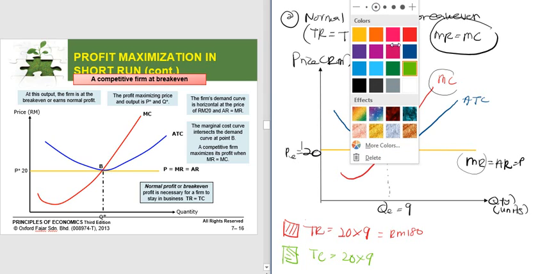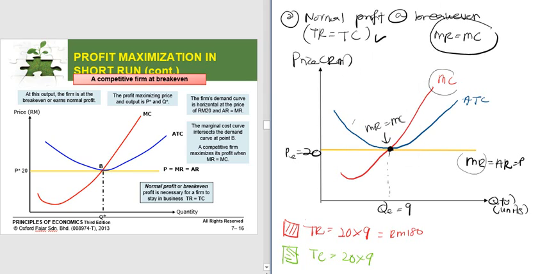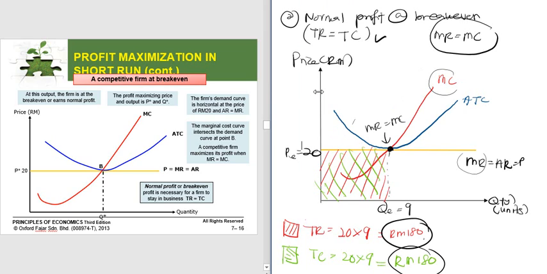So basically, the area of total revenue is here. This is your total revenue. This is also where your total cost is, which is also RM180. So what you get here is your total revenue is the same as your total cost. So when you minus, what you get is 0. You don't get profit and you don't make losses. So that is where you get break even. The firms in the perfect competition market get break even.